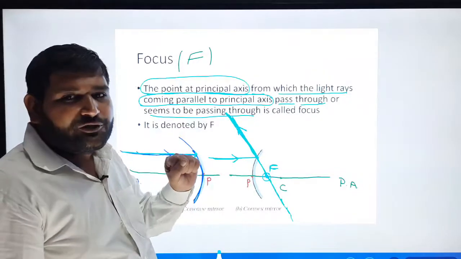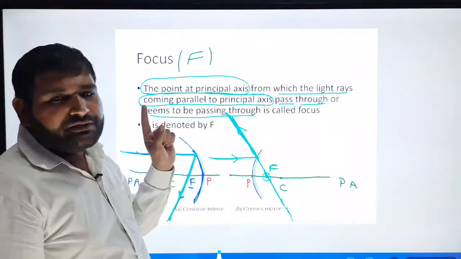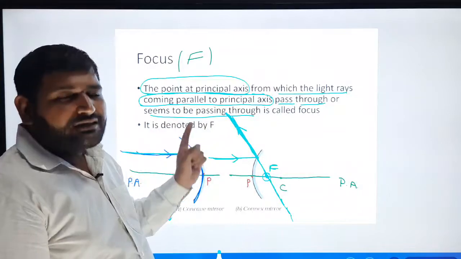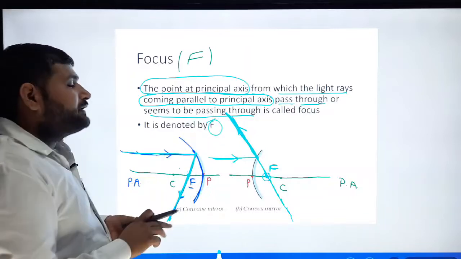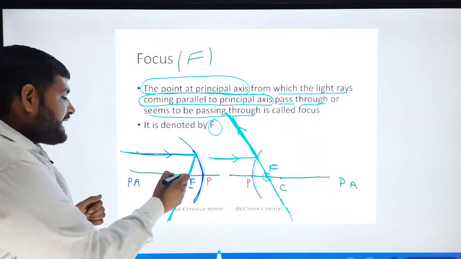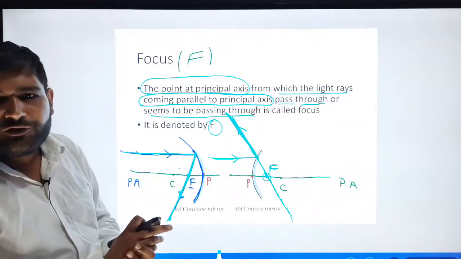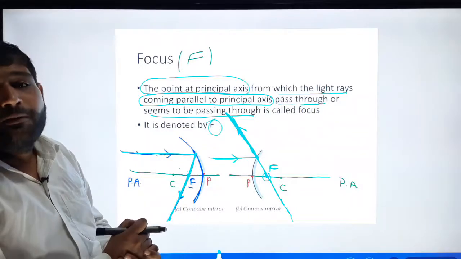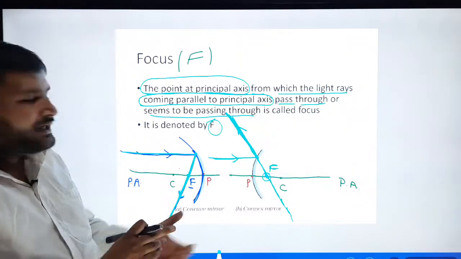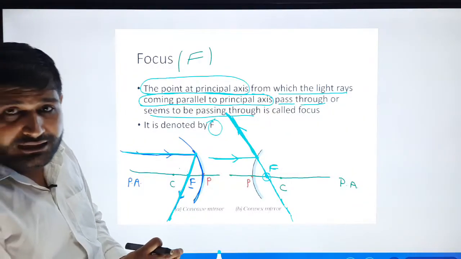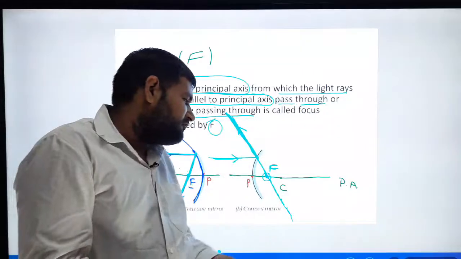So what is the definition of focus? The point on the principal axis from which the light rays coming parallel to the principal axis pass through or seem to be passing through is called focus, which is denoted by capital F. So capital F is the point on the principal axis from which the light rays would pass after reflecting from the mirror. In a concave mirror, the light rays would pass in real from the focus, and in a convex mirror the light rays would pass in a virtual or imaginary manner through the focus. That is the definition of focus.